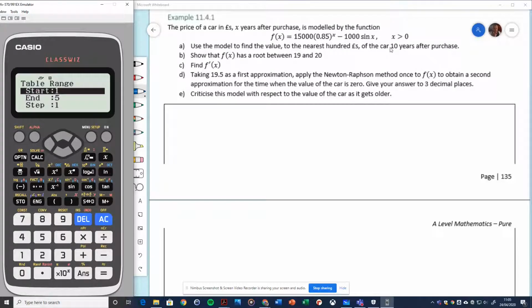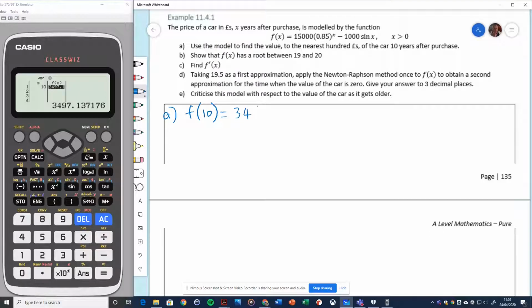Now for part A, I just want to find what f is when x is 10. So I'm going to start my table at 10, finish it at 10, and the step doesn't really matter here. So there we go, the calculator has done it. So for part A, f of 10 turns out to be 3497.13, etc. And the question says to the nearest £100. So to the nearest 100, that is £3,500.